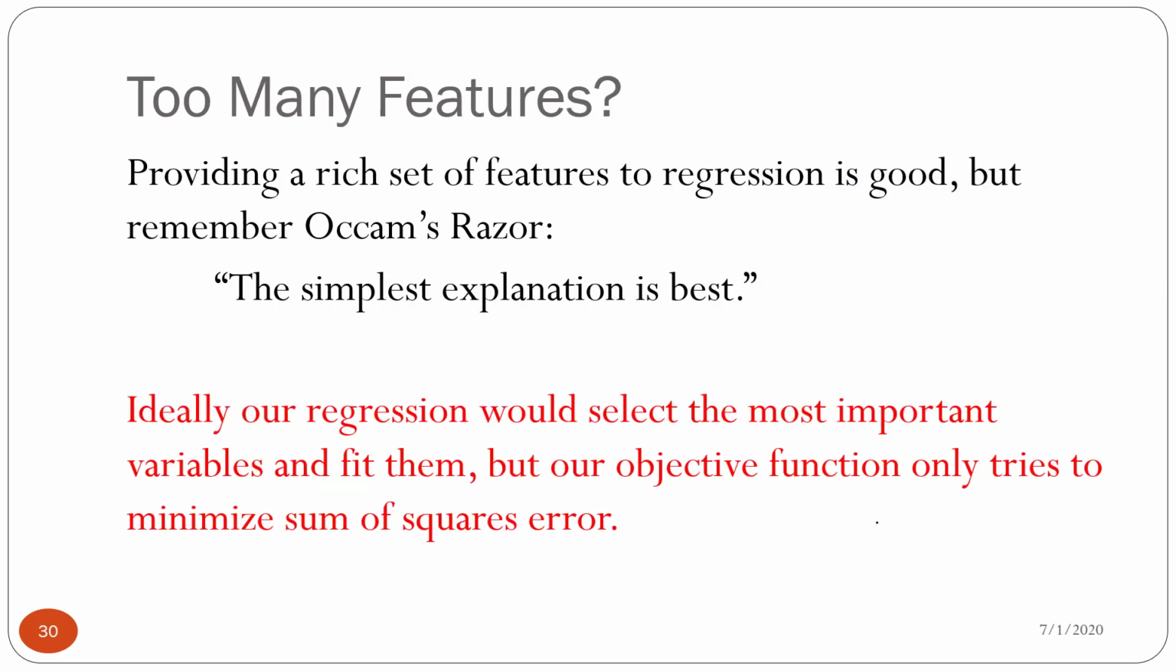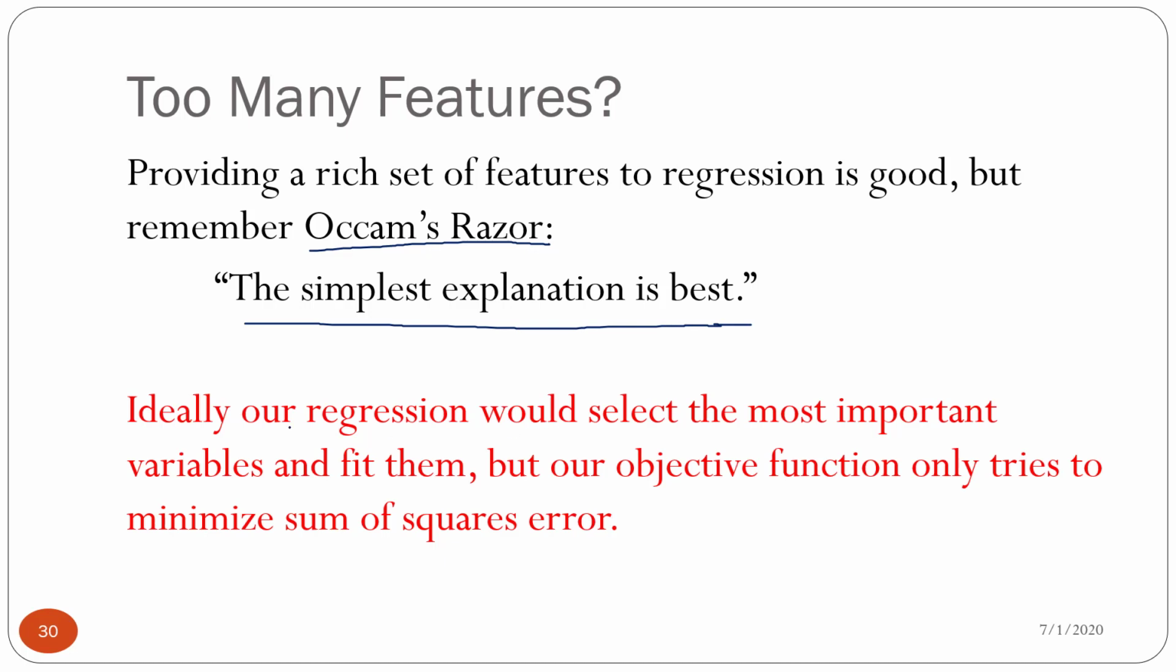So the last 2 slides of the lecture are based on that. The number of features, right? So how many features are good for linear regression problem? Should we use all the features, or should we be careful about the number of features? So the answer to that lies in the Occam's razor. So providing a rich set of features to regression is good, but remember Occam's razor. That means the simplest explanation is the best.